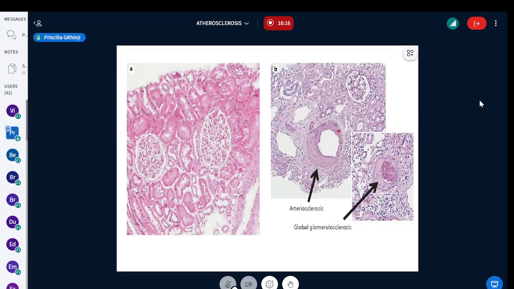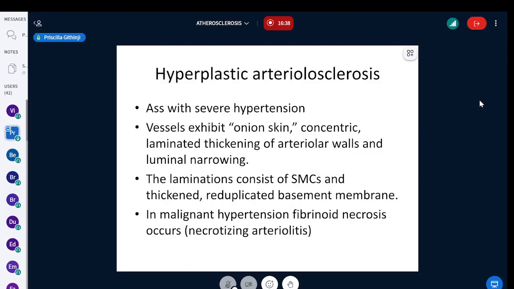It's open, but this other one has thickening of the wall, and you can see the lumen of the blood vessel is becoming smaller and smaller. When this affects many blood vessels within the kidney, we refer to that as global glomerulosclerosis, and this will lead to chronic kidney disease, and eventually that patient will require dialysis.